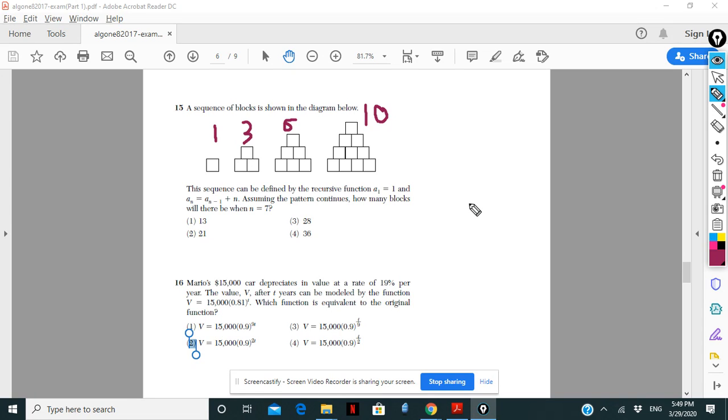And he gave me the recursive formula. That's the first term is 1, and the next term is a sub n minus 1 plus 7. How many blocks will be there when n is 7?